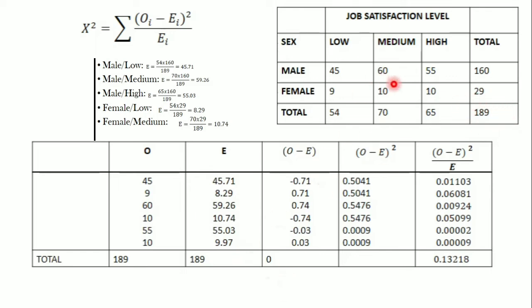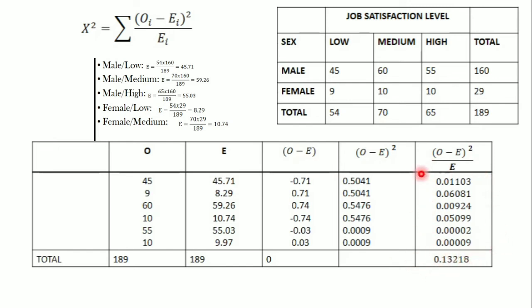After which, you need to square the differences. So what is negative 0.71 squared? We have 0.5041, and so on and so forth. The next is you need to divide these values by E. You need to divide O minus E squared, divided by E. So what is 0.5041 divided by 45.71? We have 0.0103. Then next, 0.06, and so on and so forth. That is how you solve it.